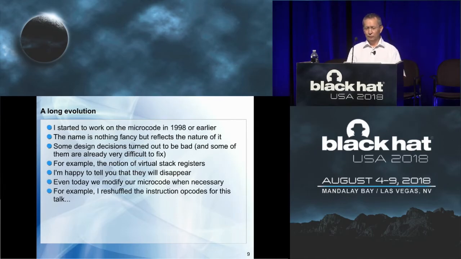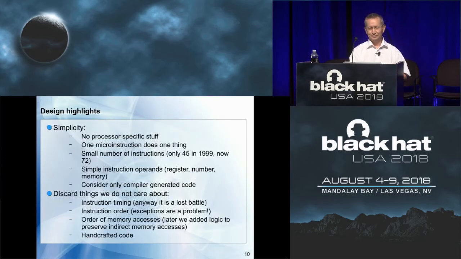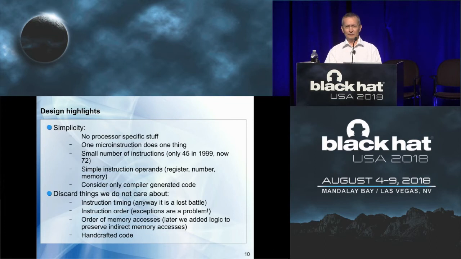Microcode continues to evolve, and we continue to modify it, but once we publish, in fact we already published it, we will not modify it anymore. At least we will try not to modify it. So what were my design goals when I decided to create microcode?